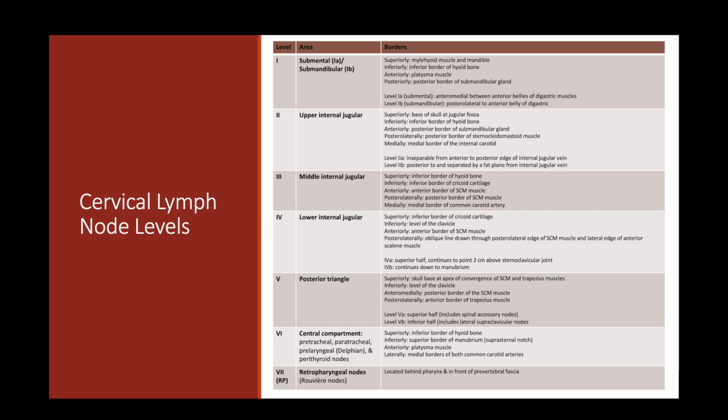This table is something that I made based on that paper from the Green Journal, and it delineates all of the different borders, the superior, inferior, anterior, posterior, lateral, and medial borders of each of these different levels. And many of these levels can also be divided into A and B. So for example, 2A versus 2B, 5A versus 5B, and so on.